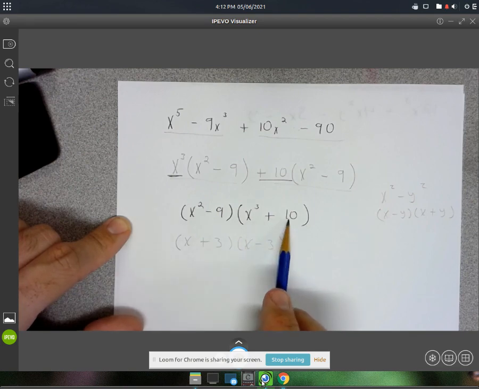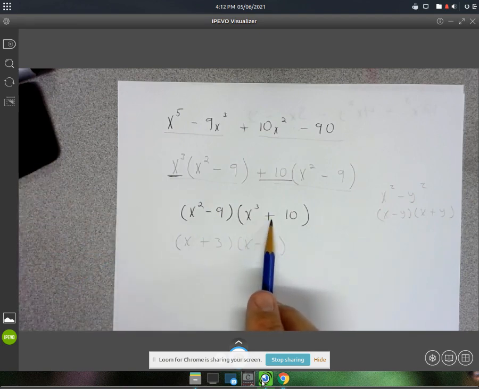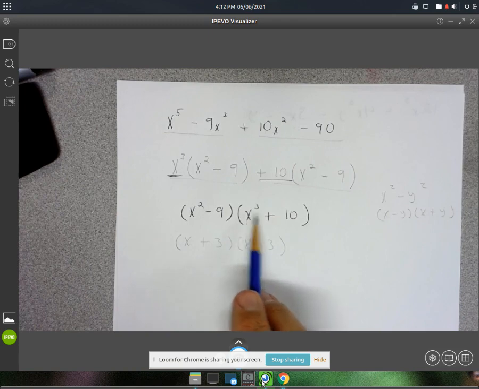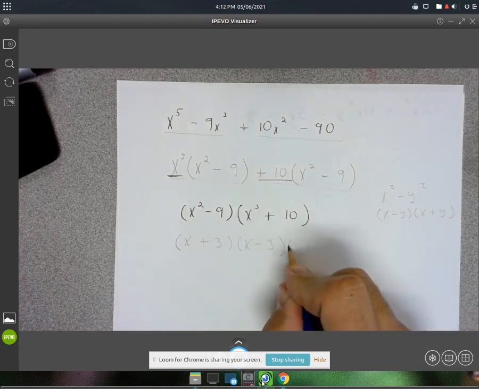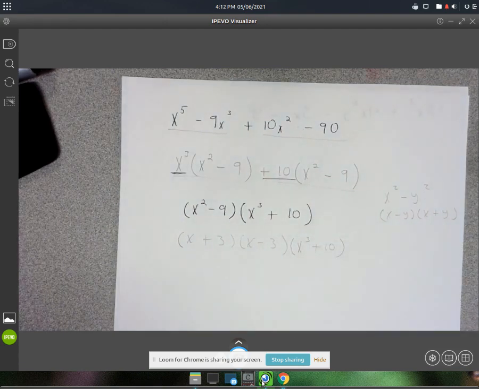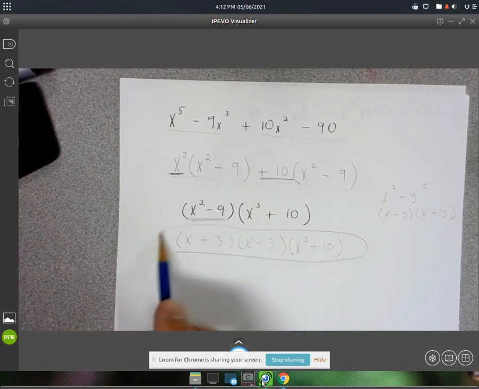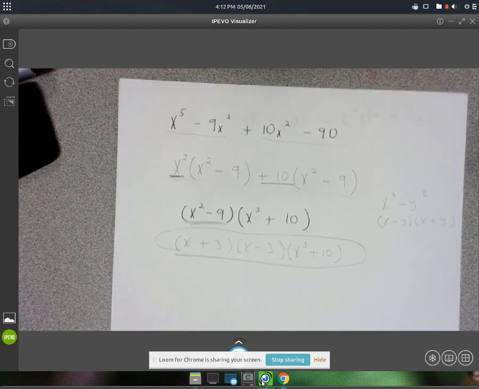It's almost like a sum of cubes. This is a perfect cube, but 10 is not a perfect cube. But if this was like an 8 or a 27, something like that, we would actually use the sum of cubes to go ahead and factor this further. But as it is, x cubed plus 10 will not factor any further. So I took that and I factored it into x plus 3, x minus 3. All right, got that one out of the way.